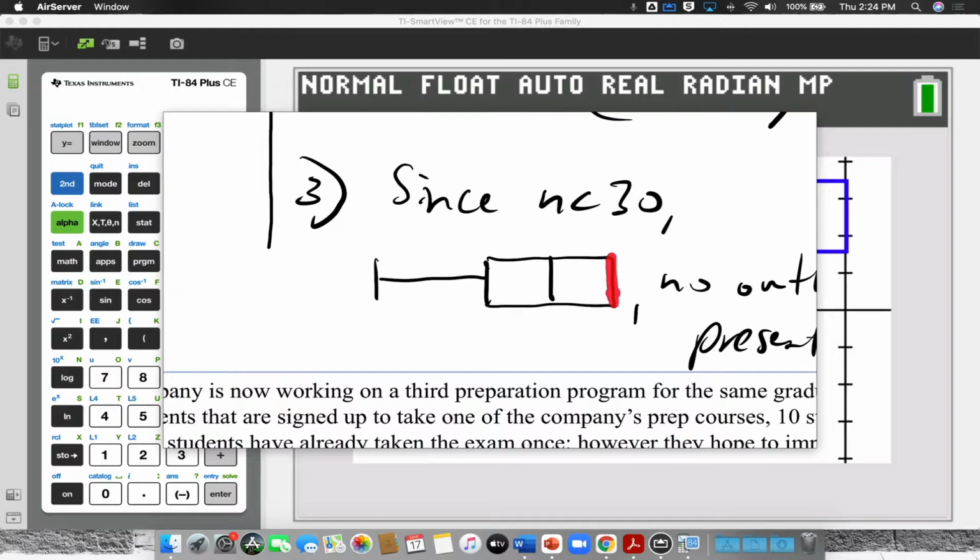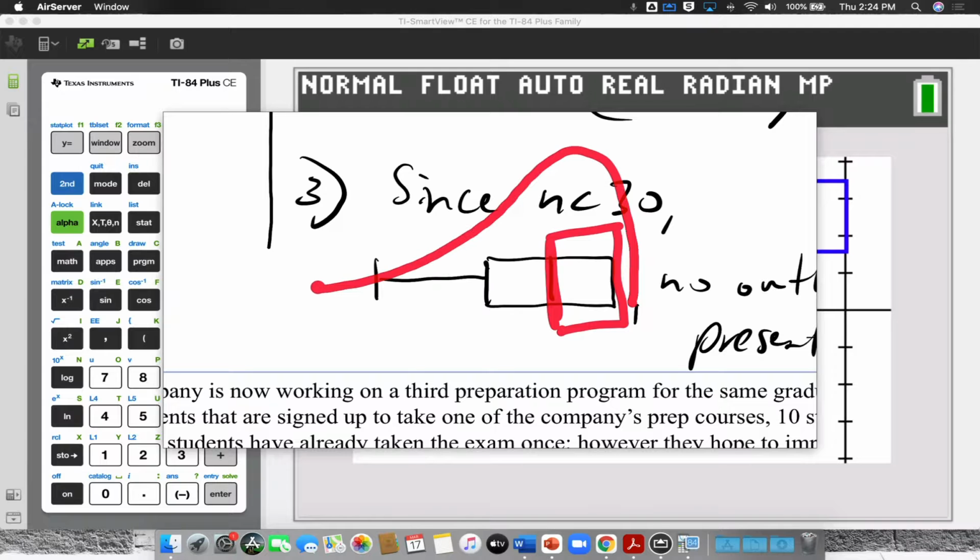We have a lot of data here. We have 25% here, right? And 25% here. So 50% is over here in this smaller area, right? So it would be skewed to the left. Skew to the left. Yep, you would fall to the left. However you want to think about it.